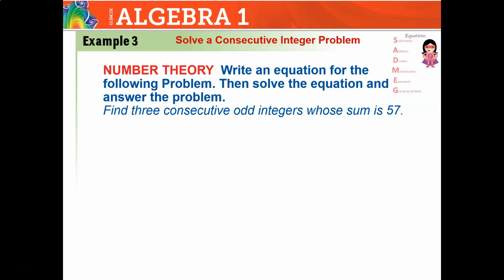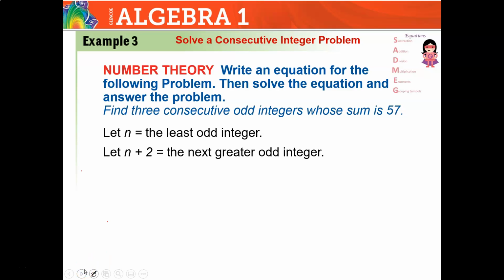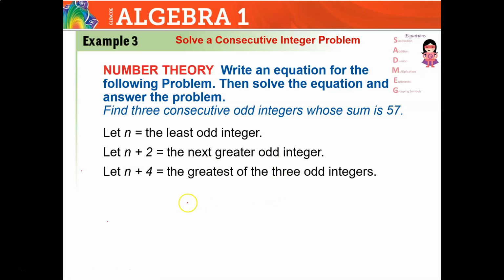Okay, now our number theory. Write an equation for the following problem. Find 3 consecutive odd integers whose sum is 57. So first we have to write our equation. We're going to say our n, our variable, is the least odd integer, so the smallest odd. So we're going to have n plus 2 be the next one. And then n plus 4 is the greatest of the 3.